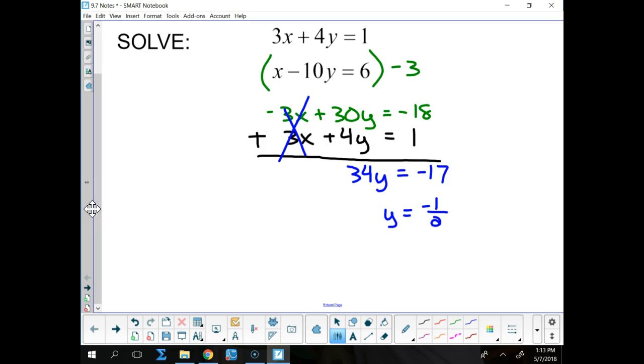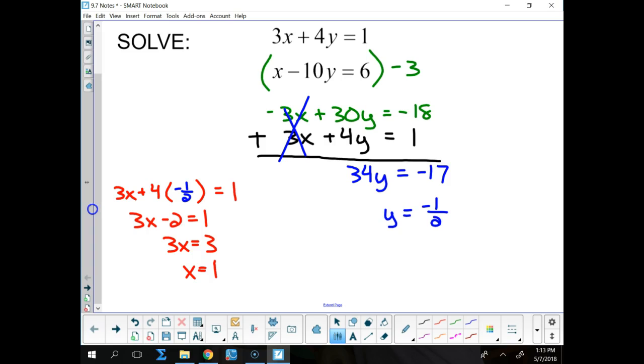Top equation. Okay. So that then would be 3x plus 4 times -1/2 equals 1. 4 times -1/2 is -2. Add 2. Divide by 3. And I get x equals 1. Agreed. Okay. Now what?